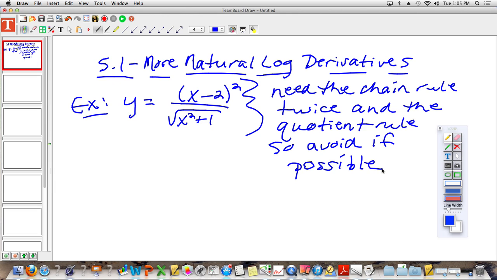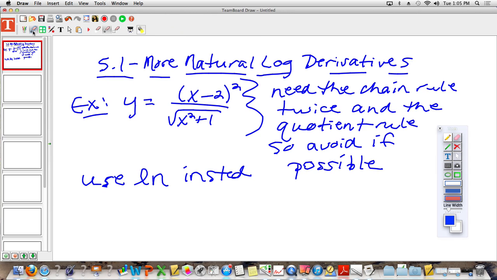Definitely would work. So my suggestion, in a case like this, would be to use the ln instead. So when I say use the ln instead, what you need to do is take the natural log of both sides. Remember a minute ago what I said, what you do to one side, you do to the other side too? You just need to make sure that if you take the natural log of one side, you take the natural log of the other side as well.